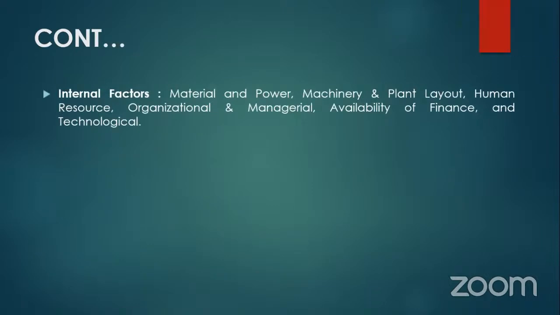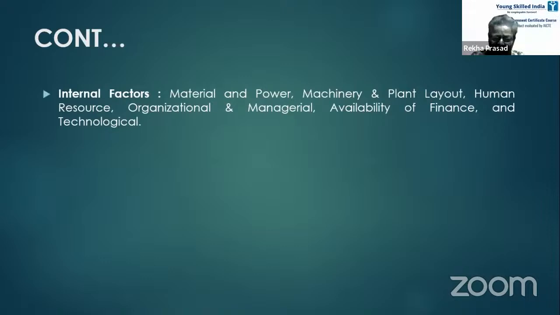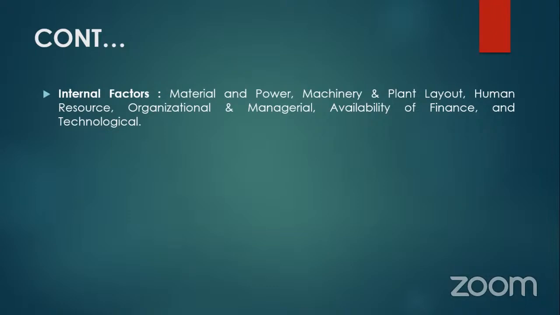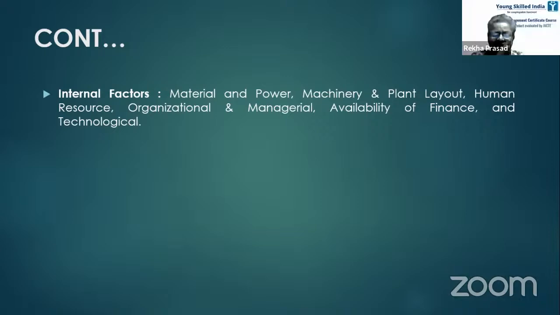So whatever we discussed can be divided into two. Internal factors, read. Material and power, machinery and plant layout, human resources, organizational and managerial, availability of finance, and technological. These are internal, because you can control them: what material to buy, from where to buy, what should be the quality of the material, what power you will be using, whether electric power or solar energy or wind energy or whatever you want. That is under your control. Machinery and plant is under your control.